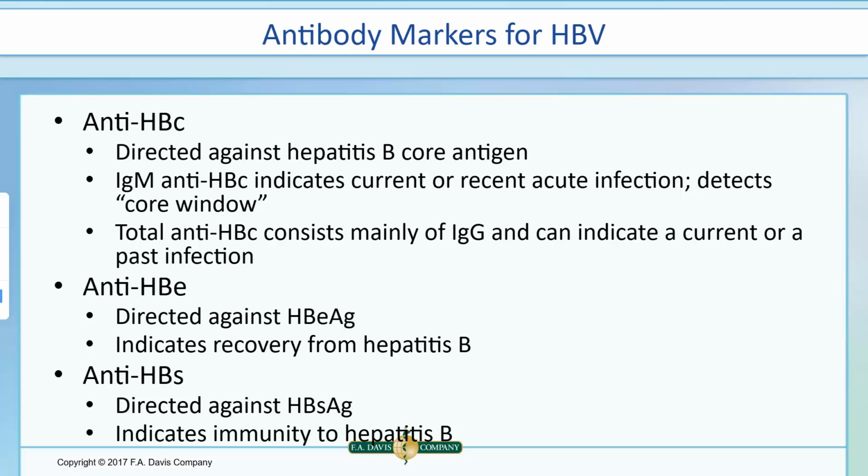To keep all of this straight, I recommend drawing a flow chart and drawing this out so that you can keep track of what the C's, the E's, the S's stand for and what that indicates, whether it's a current, past, or high replication type status that's happening.